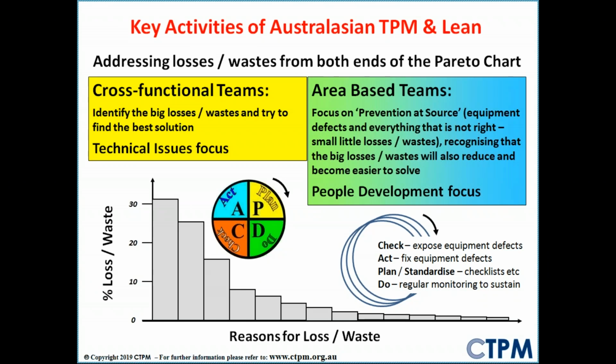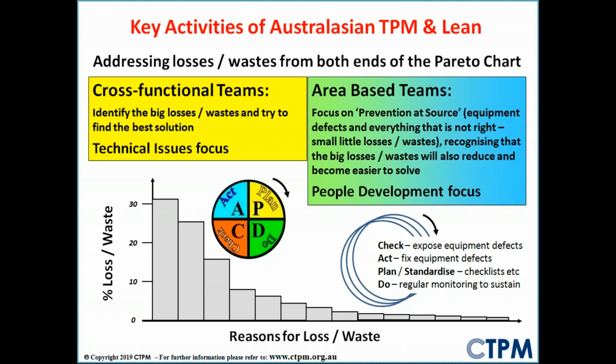So how do we do that? The key activities are about addressing losses, whether it be about equipment losses or process wastes. We use this model of both ends of the Pareto chart, which is simply saying you've got the big losses or wastes on the left-hand side and the very small, minor little things on the right-hand side. And what we've found the most successful is we attack the Pareto chart losses at both ends.